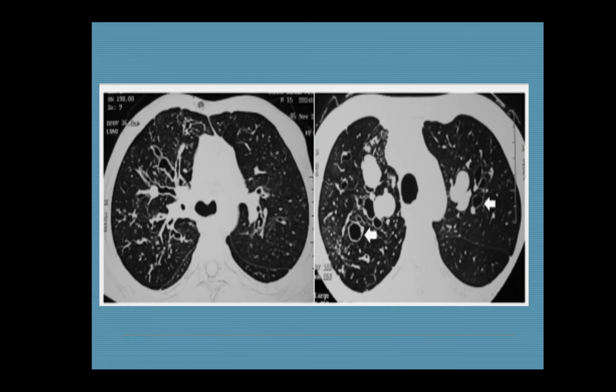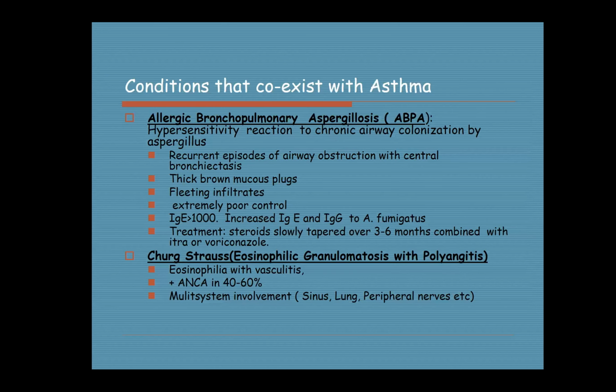So ABPA is something we definitely want to keep in mind in our serious asthmatics. And in your asthma profile, this IgE to Aspergillus is included in your asthma profile. So always look at that, see what it is. If it's very, very high, even if they don't have ABPA, they usually have a more severe form of asthma.